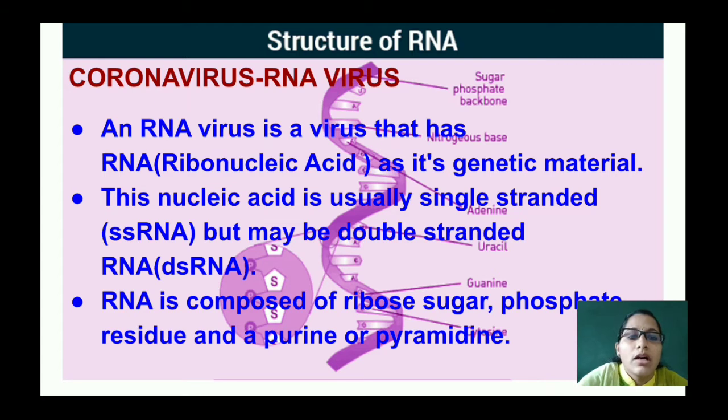So what is RNA composed of? RNA is composed of a ribose sugar, a phosphate residue and a purine or a pyrimidine base. Purine and pyrimidine are the bases. You can see in the structure behind: adenine, uracil, guanine and cytosine.